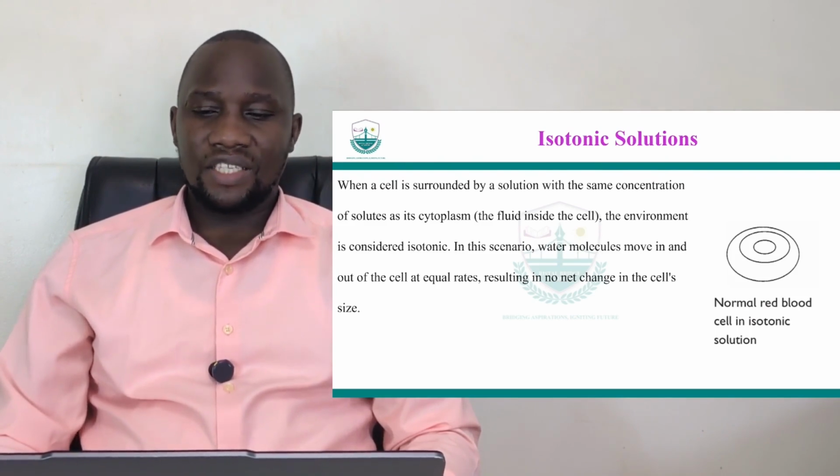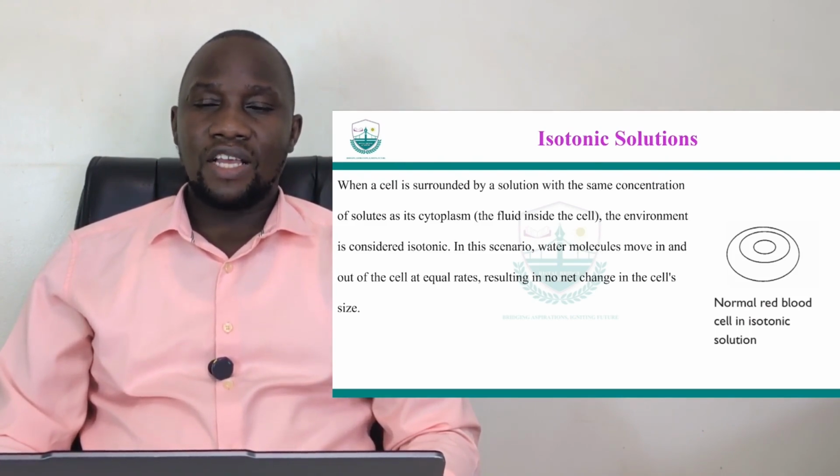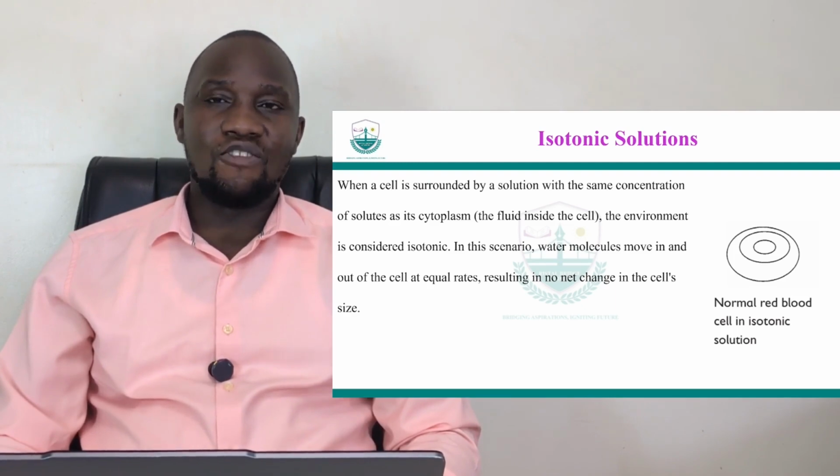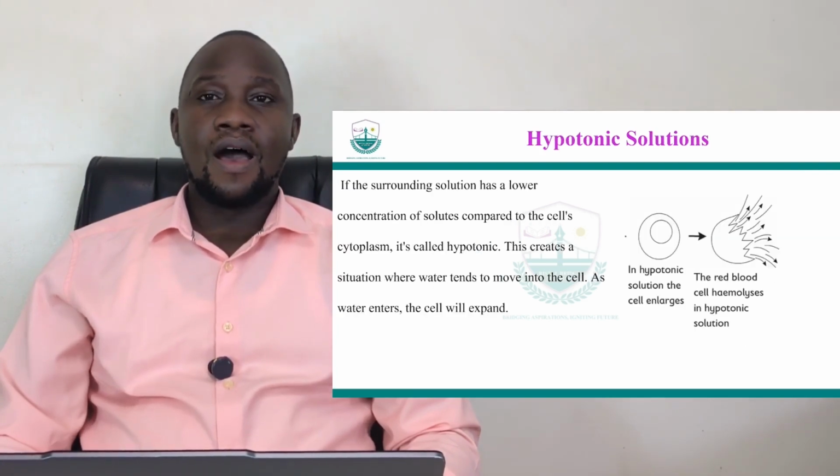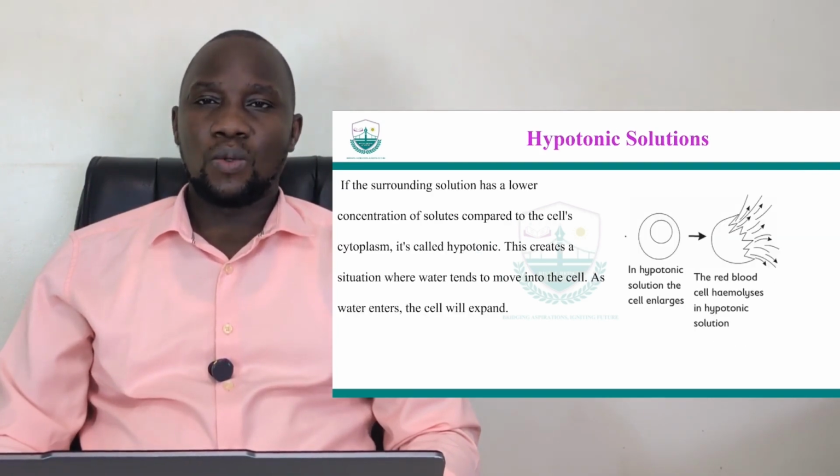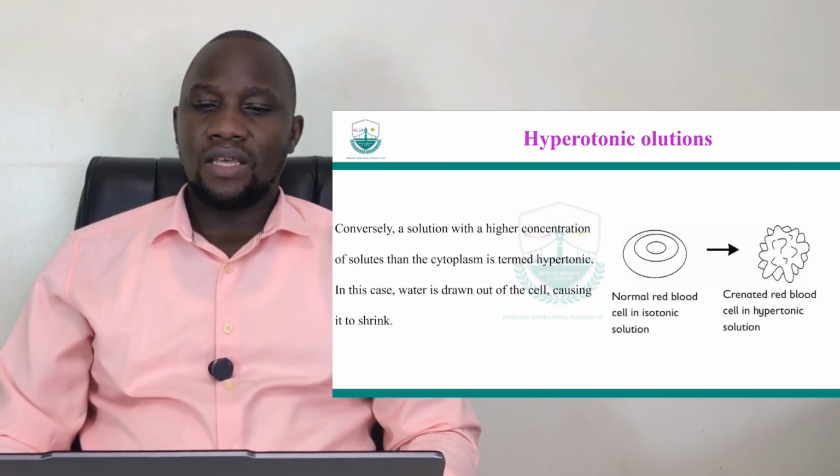Okay, so we have already explained that in isotonic solution, the red blood cell will remain normal because the water molecules are moving in and out at an equal rate. So you don't have net change in the cell's size or shape. And then in hypotonic solution, it will take up a lot of water, swell and burst. Okay, and then with hypertonic, you will have it shrinking instead.